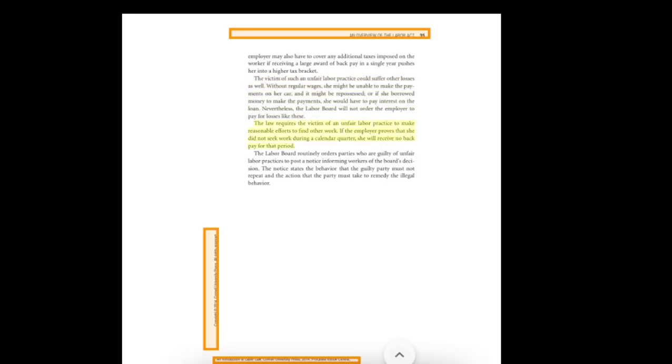The law requires the victim of an unfair labor practice to make reasonable efforts to find other work. If the employer proves that she did not seek work during a calendar quarter, she will receive no back pay for that period. The Labor Board routinely orders parties who are guilty of unfair labor practices to post a notice informing workers of the board's decision. The notice states the behavior that the guilty party must not repeat and the action that the party must take to remedy the illegal behavior.